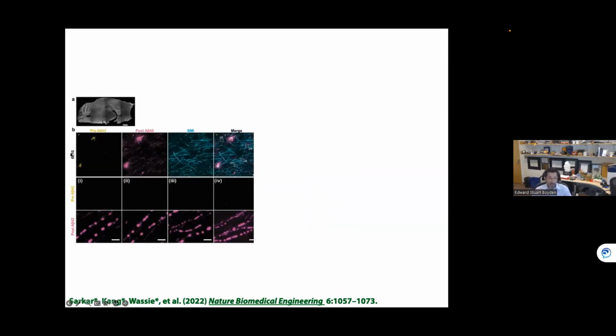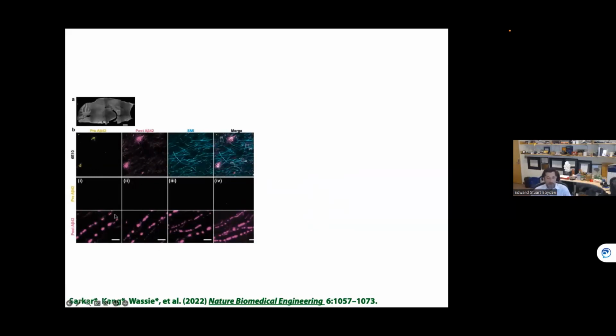Pre-expansion staining is shown in yellow. We use an antibody against A beta, one of the major components of amyloid plaques. The pink images are with post-expansion staining. Same antibody, same specimen, same field of view, same microscope. I hope you can see that the pink images have much more detail than the yellow ones.